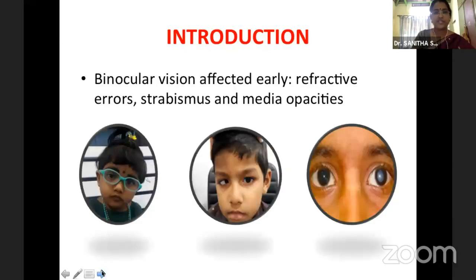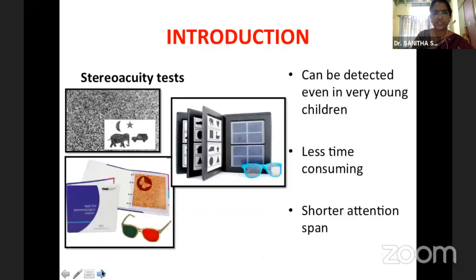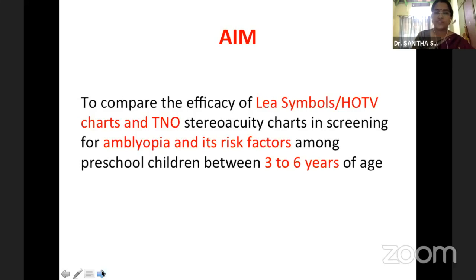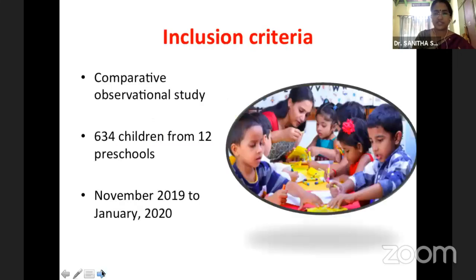We know binocular vision is affected early in cases of refractive errors, strabismus, and media opacities, which can be very well detected by stereo acuity test even in very young children. This is less time consuming also. So our research question was, can stereo acuity test replace visual acuity based test in preschool screening? The aim of our study was to compare the efficacy of Lee symbols or HOTV charts and TNO stereo acuity charts in screening for amblyopia and its risk factors among preschool children between 3 to 6 years of age.